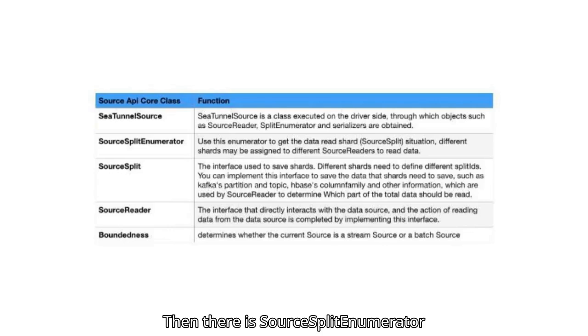Then there is Source Split Enumerator. This class is the data slice enumerator. When reading concurrently, with this enumerator, tasks can be split. This effect of parallel reading is realized.